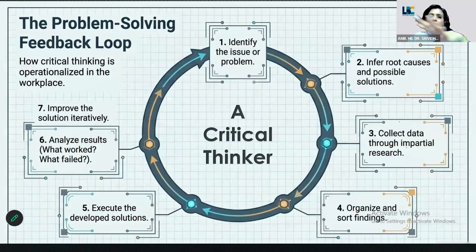This is exactly how the loop works, the whole problem-solving group, if at all you are giving an assignment or a task to the child. If you are equipping the students with critical thinking operational practice, they should be able to identify the problem, understand the problem, infer the root causes and possible solutions, collect data through impartial research, organize and sort findings, execute the developed solutions, and analyze what worked and what failed. So improve the solution iteratively. This is not only for a classroom situation; it applies even to normal life situations.